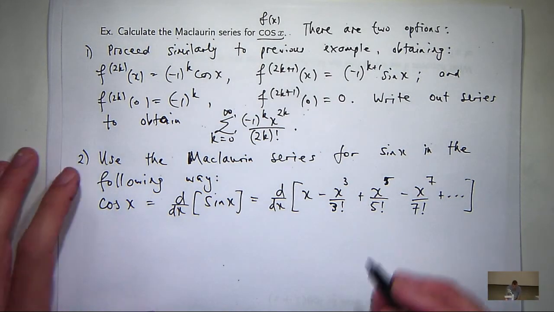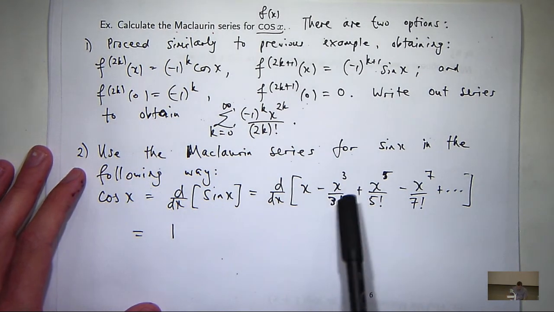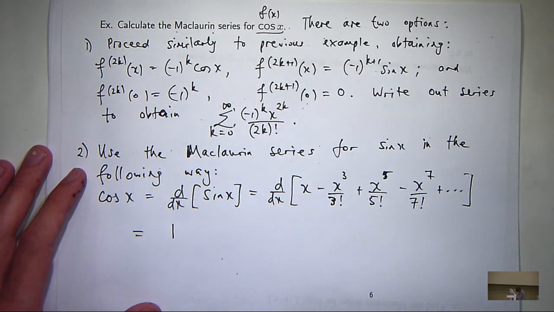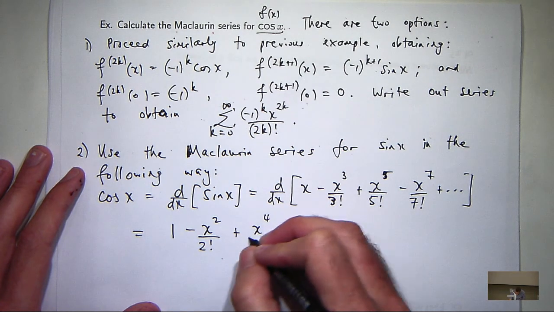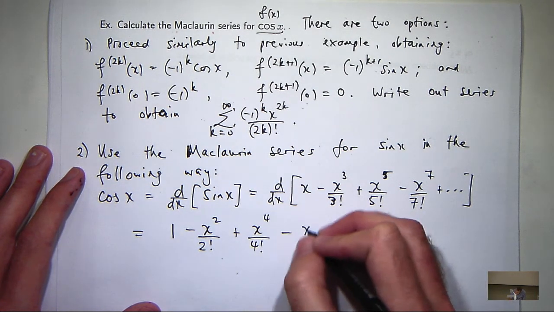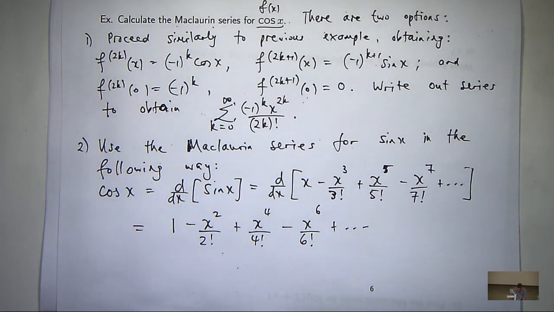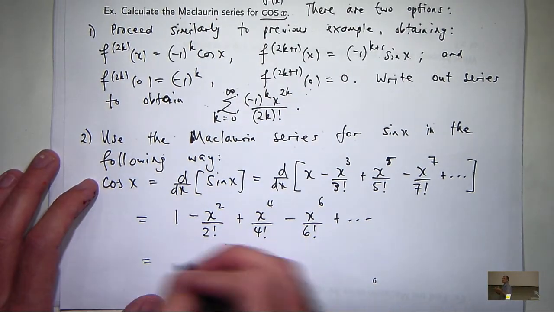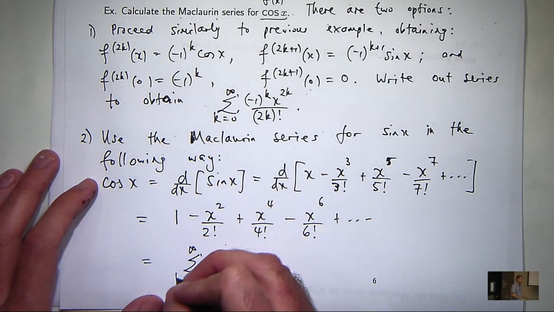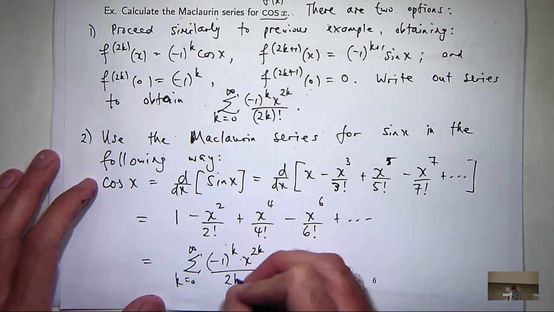So if I differentiate that, I'll get 1. That's going to, so the 3's, and you can cancel off the 3 in the factorial. Not bad, huh? So I get exactly the same series that I've got up here.